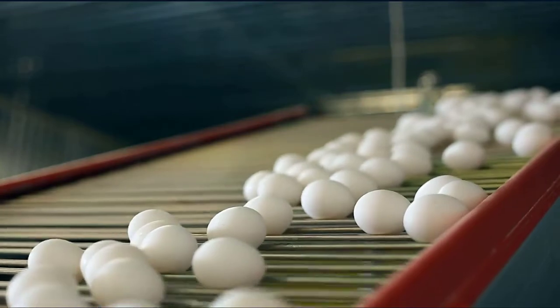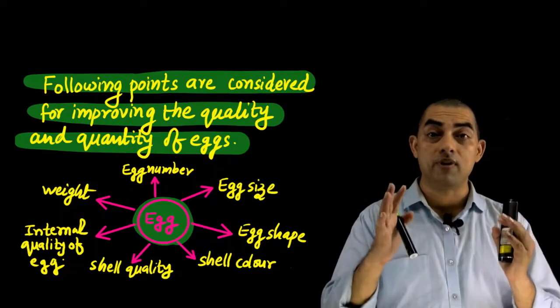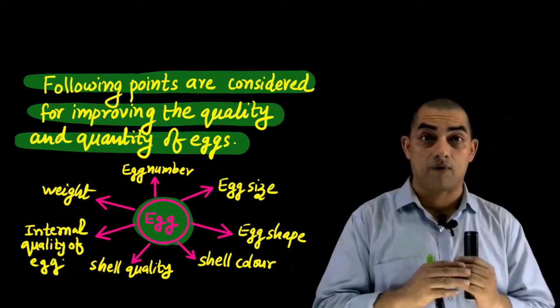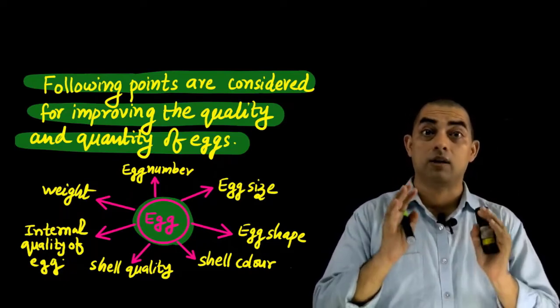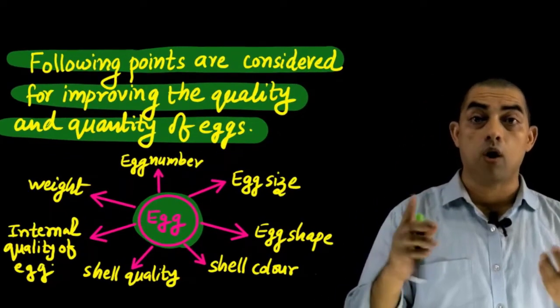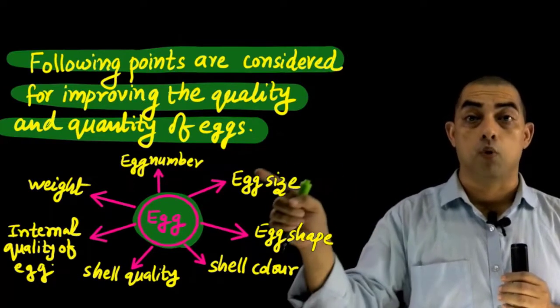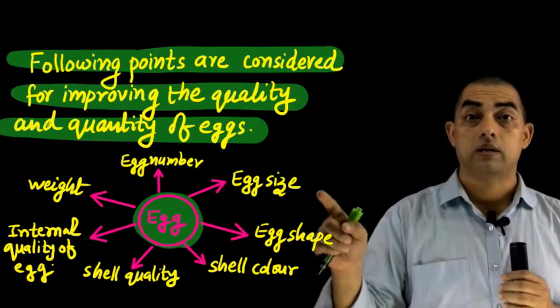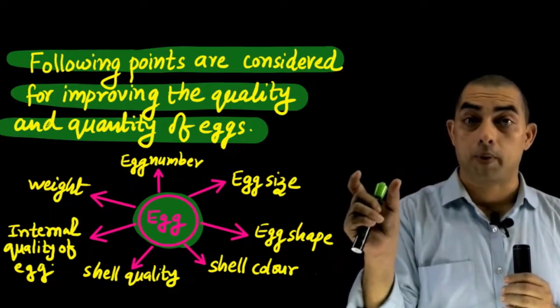Now, the following points are to be considered for improving the quality and quantity of eggs, because nowadays people don't only want eggs, they want good quality eggs. So what we have to look for is that the hen should produce more number of eggs. The size of the egg is also looked into. So the size of the egg should be big.